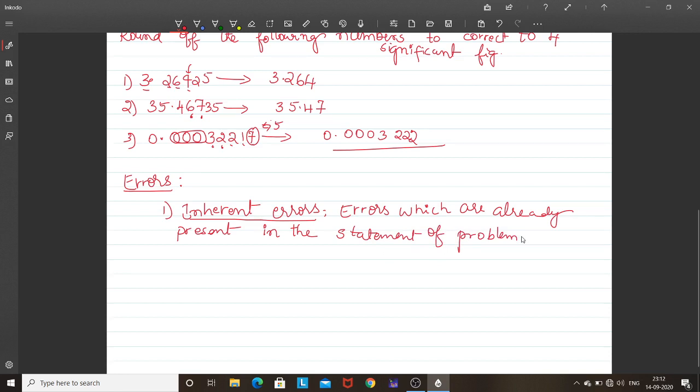Another type of error is rounding errors. Rounding errors arise from the process of rounding off.